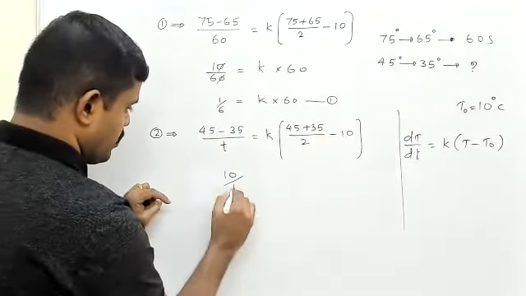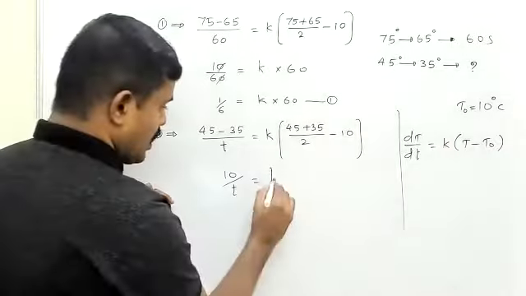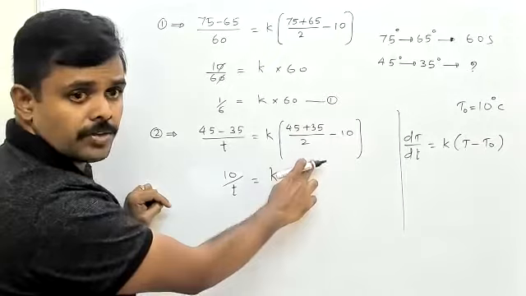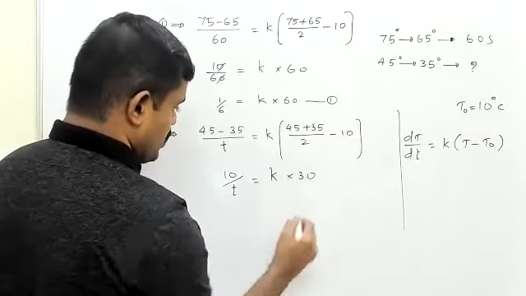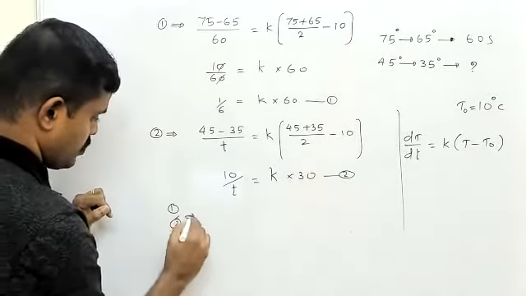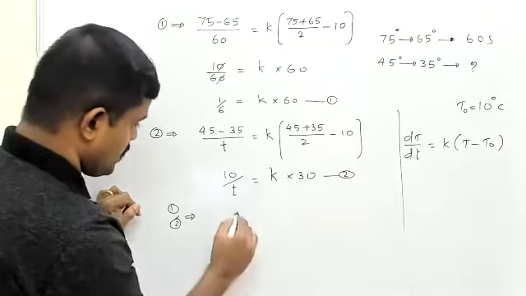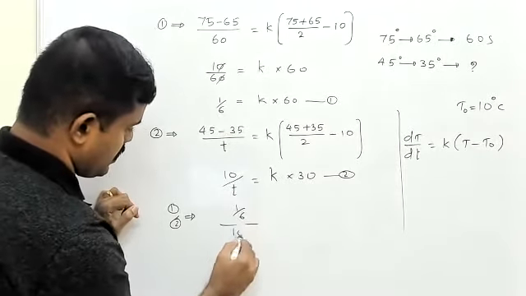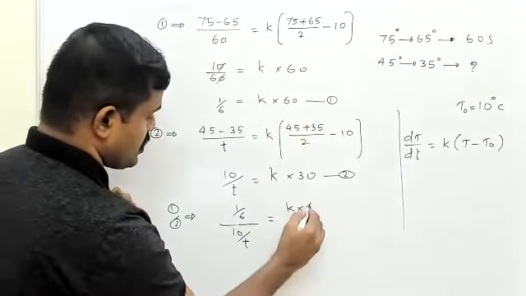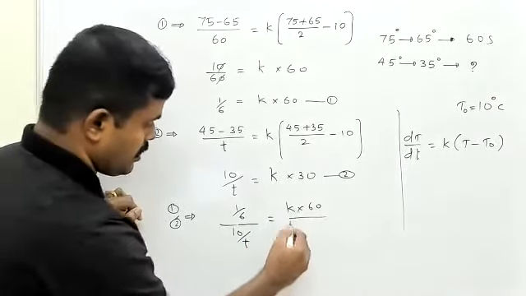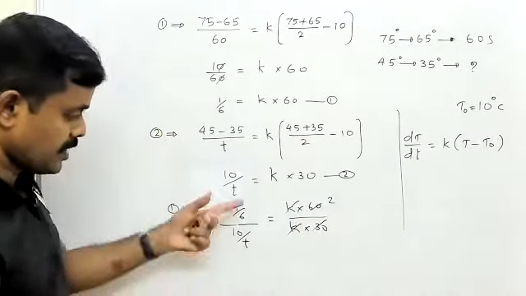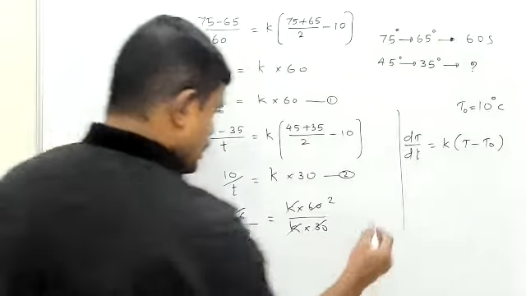So tell me what you got now. 45 minus 35, 10 by T is equal to k into (45 plus 35) by 2. 45 plus 35, 80. 80 by 2, 40. 40 minus 10, 30. So this is my equation number 2. Now I can divide equation number 1 by equation number 2. I'll have the answer. What is on the left side? 1 by 6 divided by 10 by T. What is on the right side? k into 60 divided by k into 30. k gets cancelled. So take the reciprocal. I write it here.